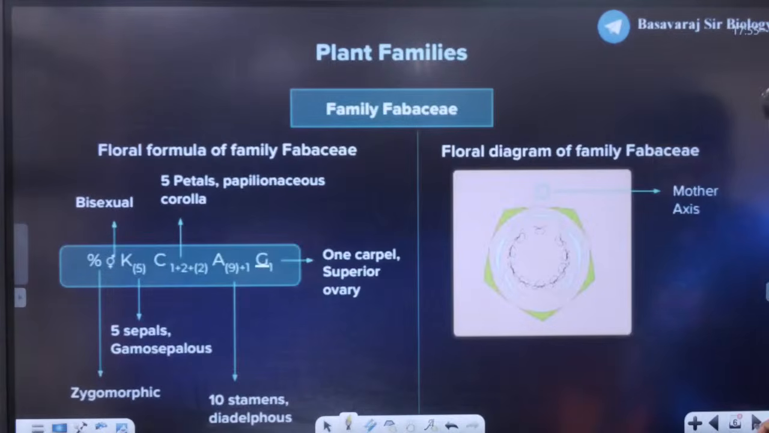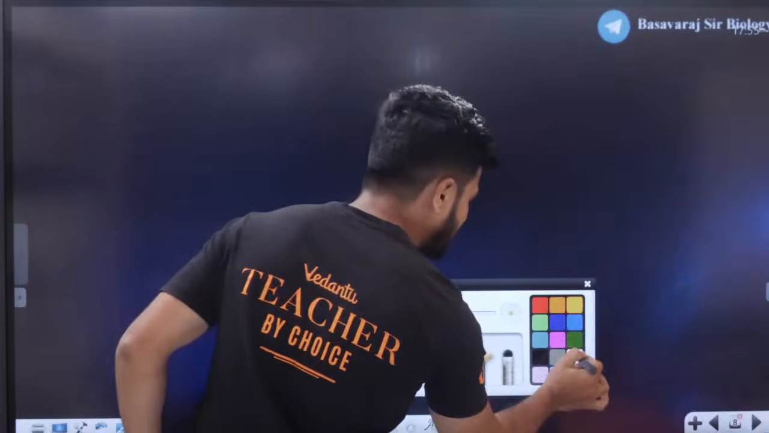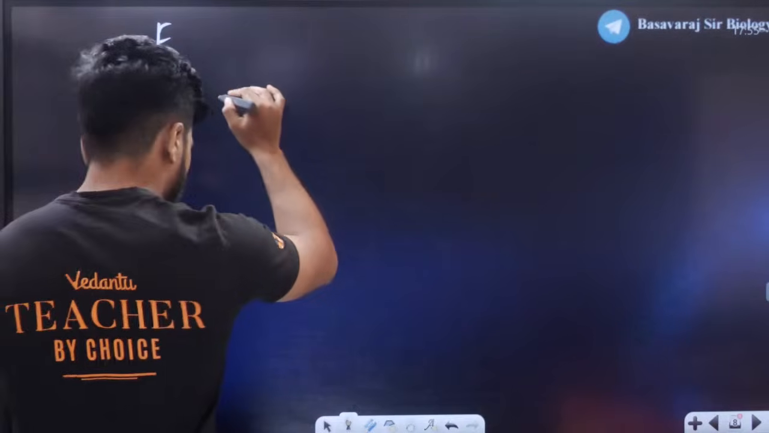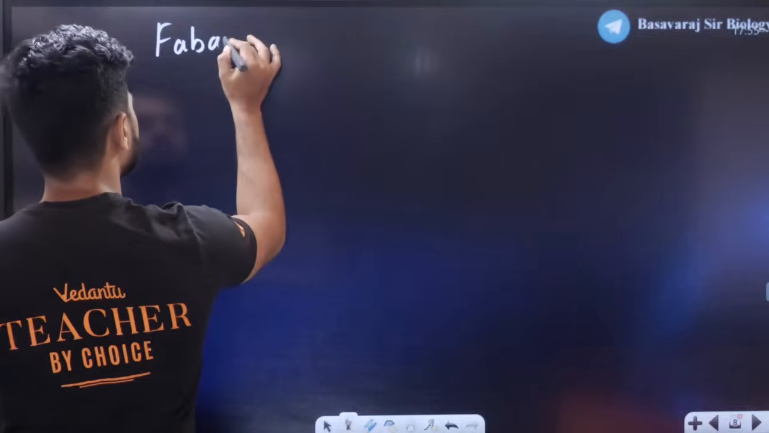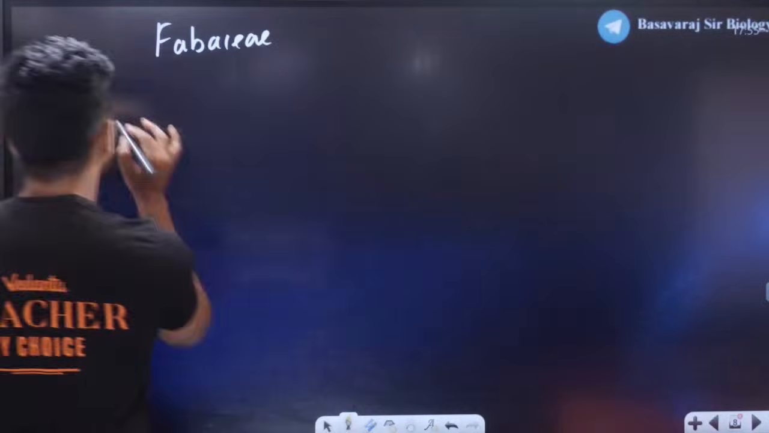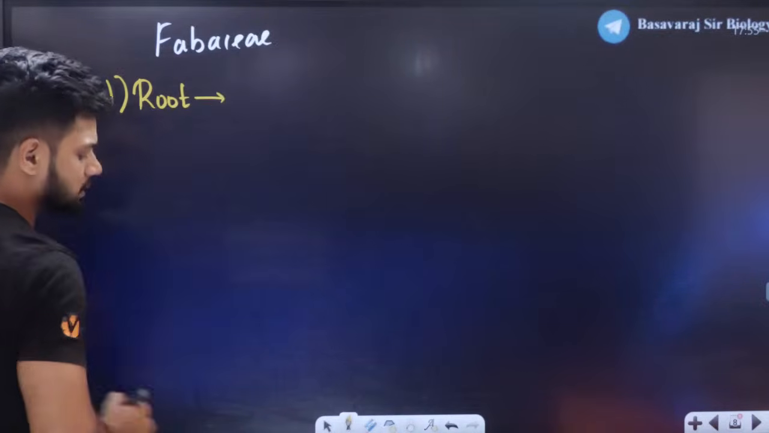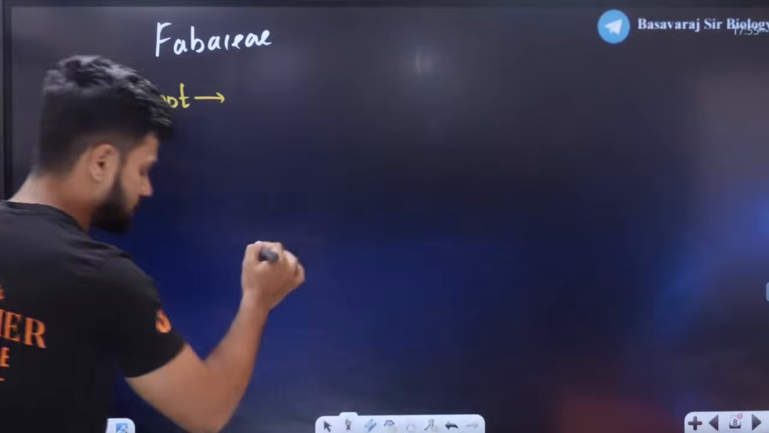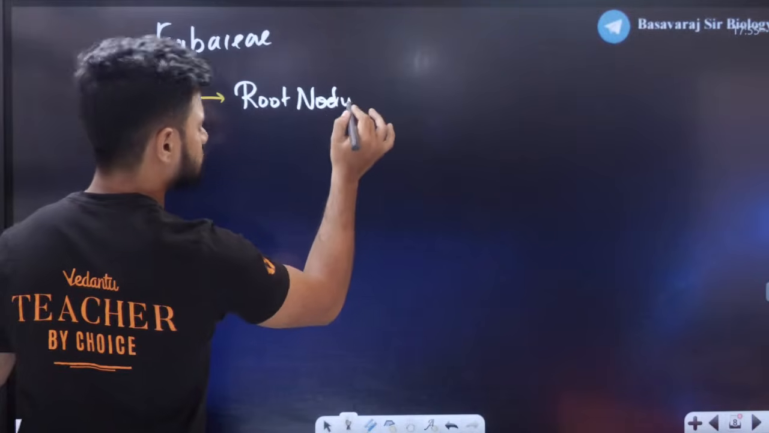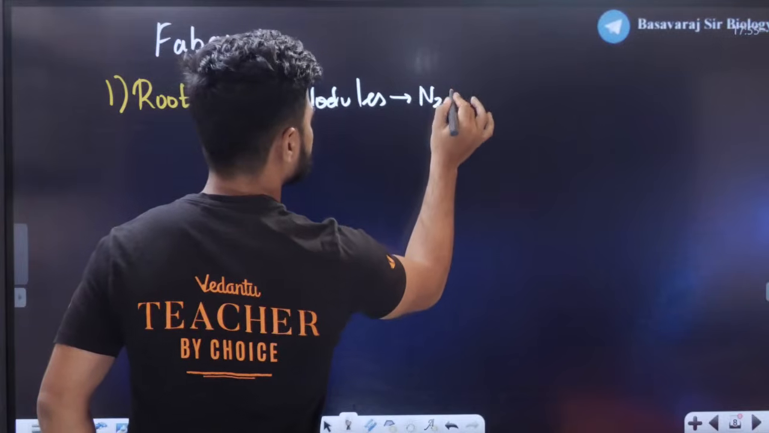Now students, I'll make you write a few points like a summary for whatever you learned right now. For Fabaceae, also called Leguminaceae, first thing, tell me students, was there any change in root nodules? Was there something special about root nodules? Yes. In root, there were root nodules, which help in nitrogen fixation.